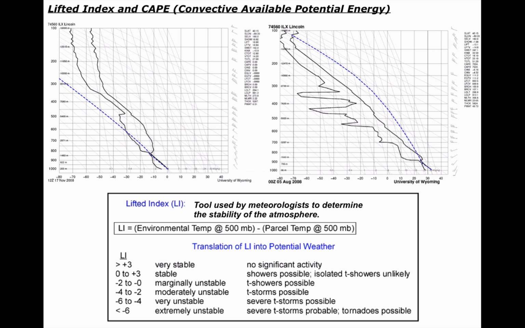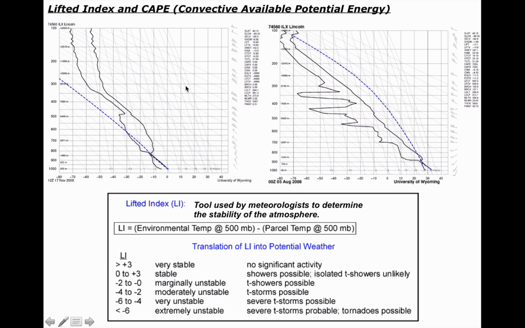I got two soundings. Now, these are real-life soundings, one from Lincoln, Illinois, back on November 17, 2008, and again, another one from Lincoln, Illinois, on August 5th, 2008. Now, check this out. On each one, I have a parcel line. Let's look at the lifted index and the CAPE values for this one.